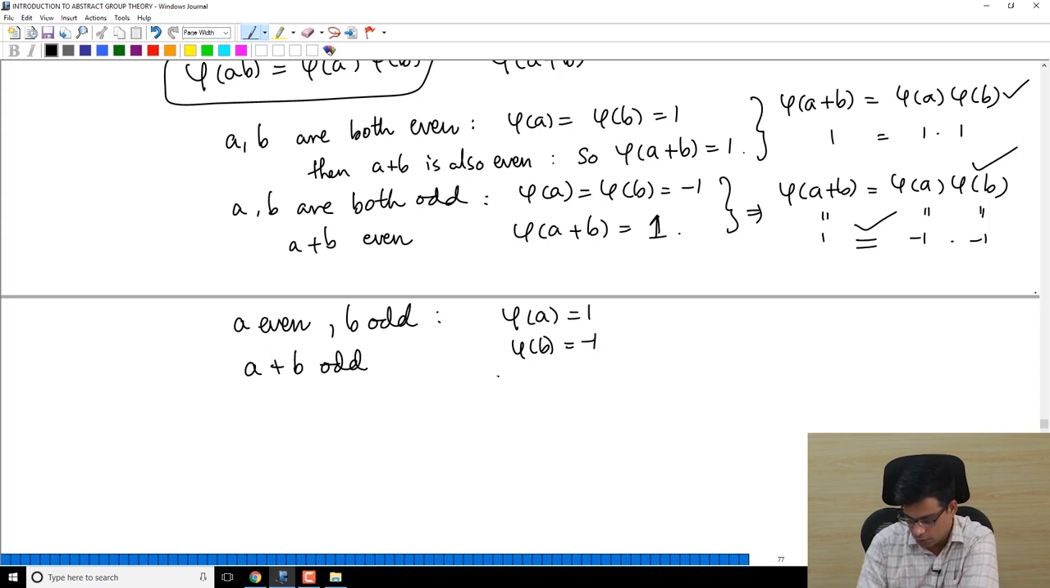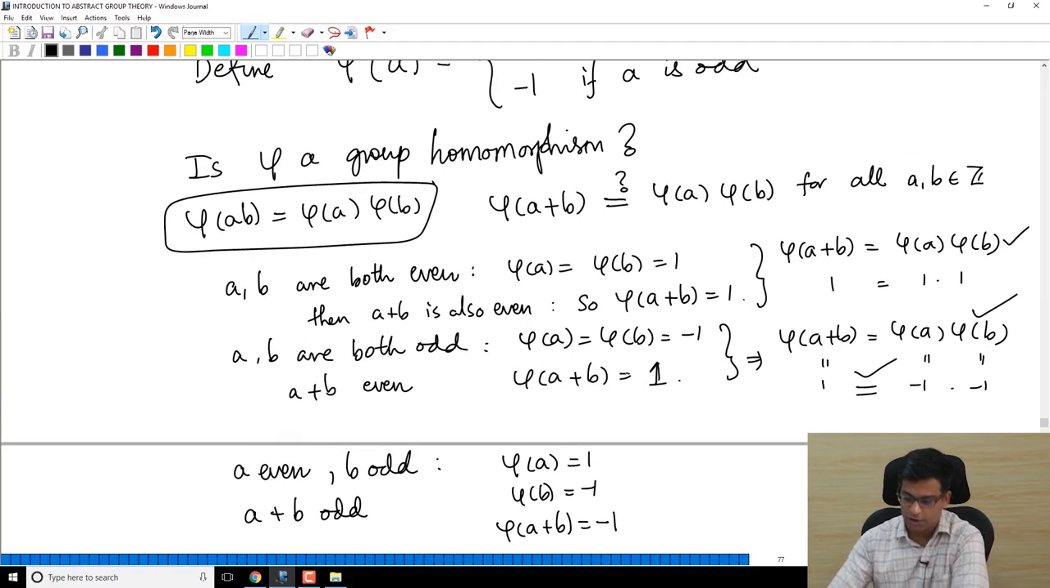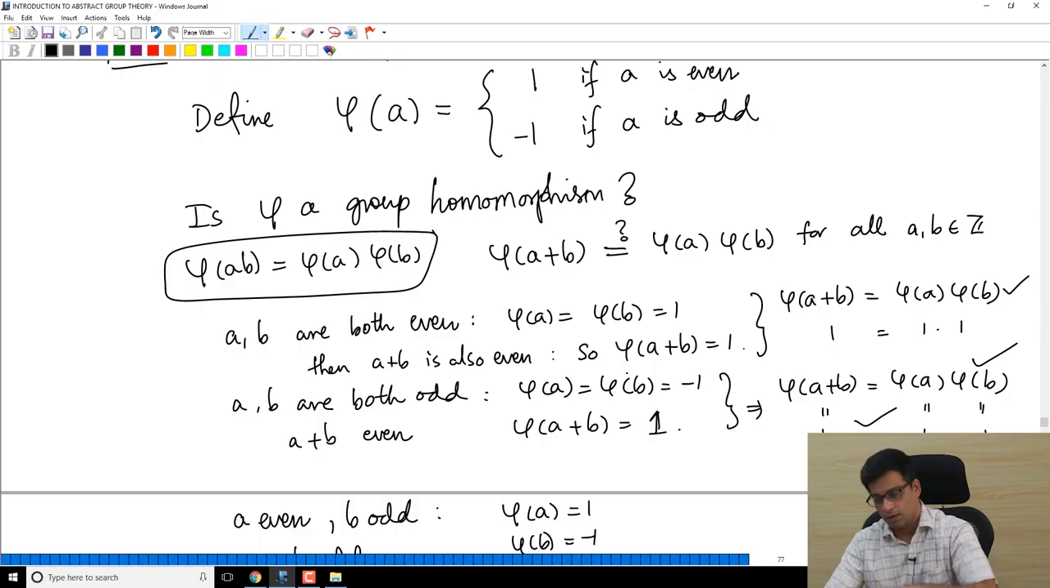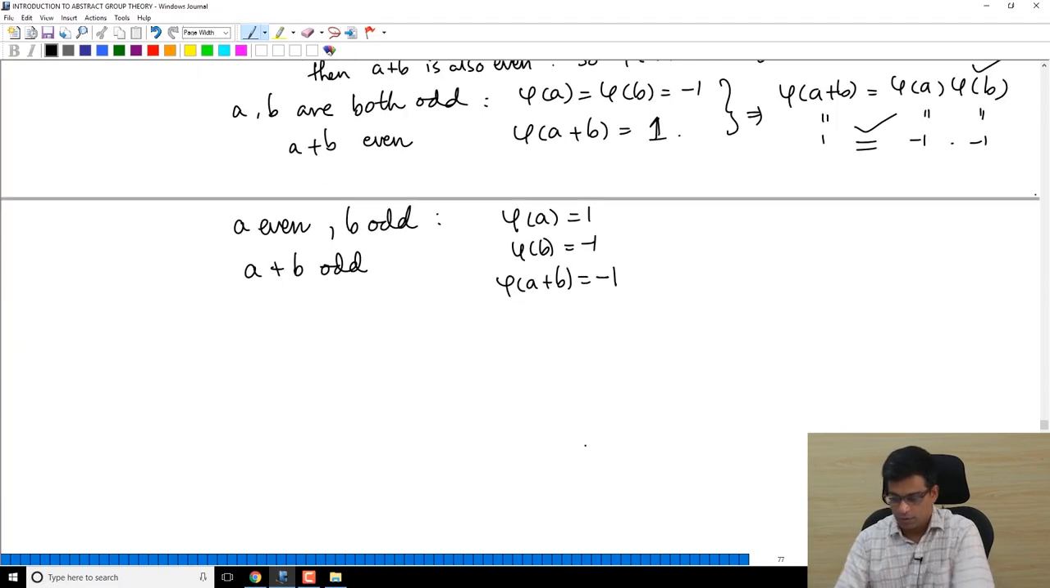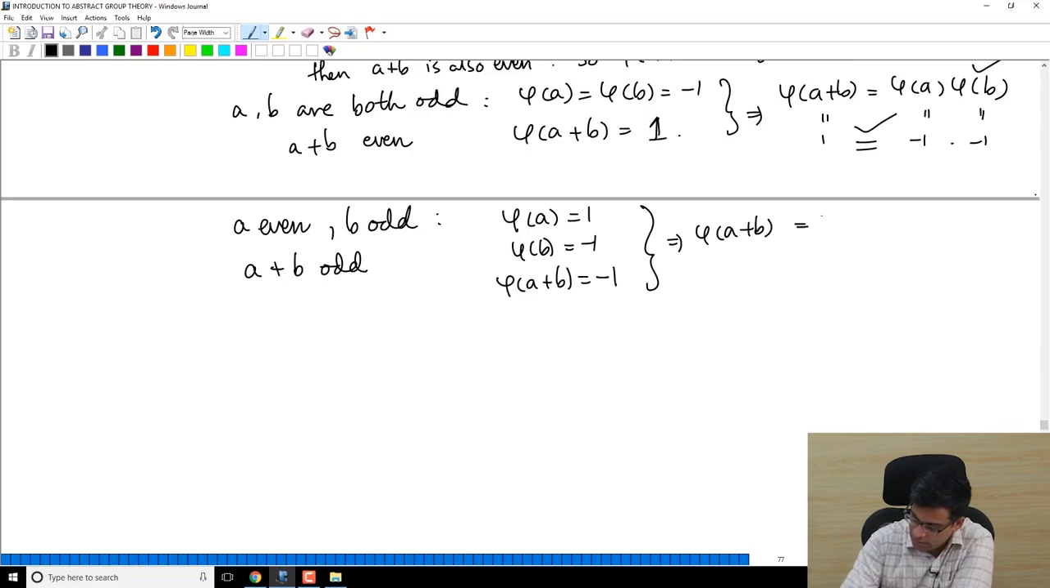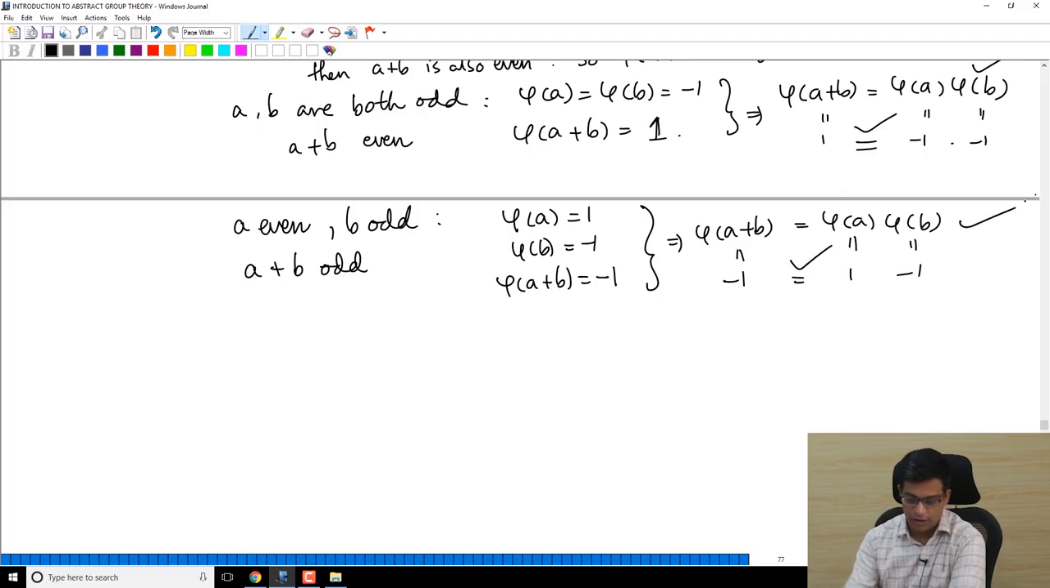So A plus B is odd. So phi of A plus B is minus 1. Again, remember the function is odd numbers go to minus 1 and even numbers go to 1. So in this case, again, we have phi of A plus B is phi of A times phi of B, because this is minus 1 and this is 1 and this is minus 1. So this is okay. Similarly, if A is odd, B is even, you can check that the same condition holds.